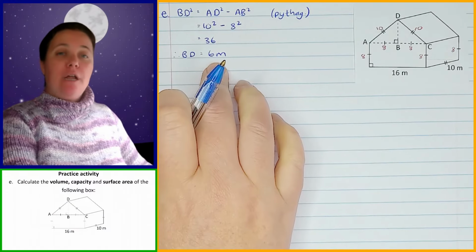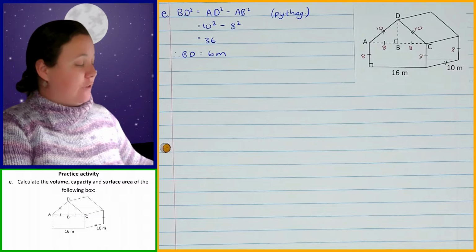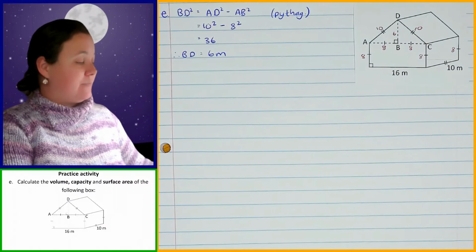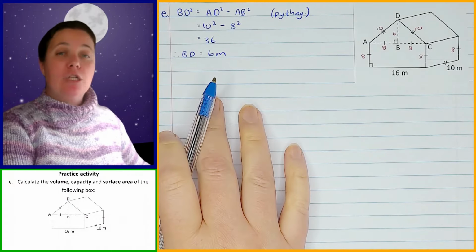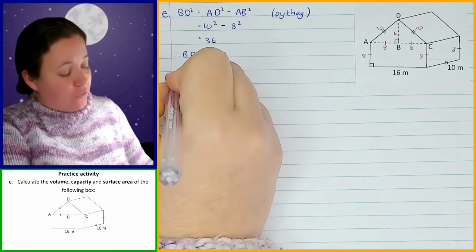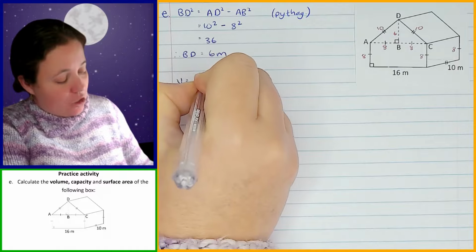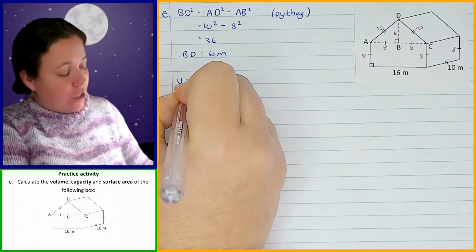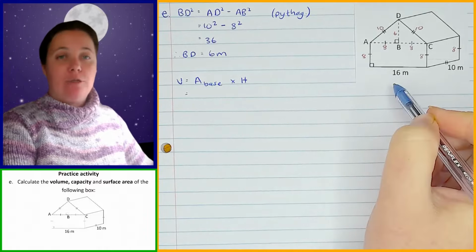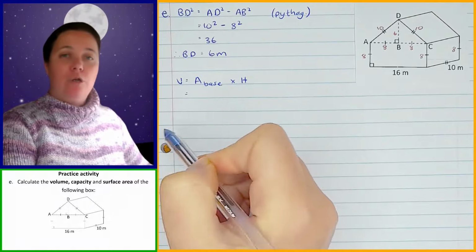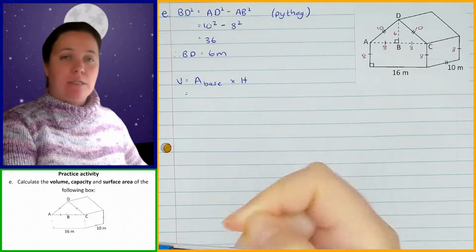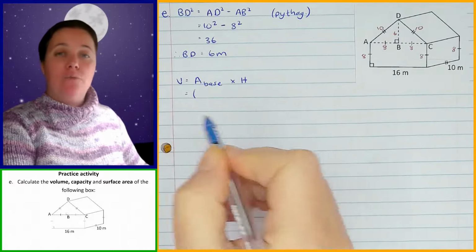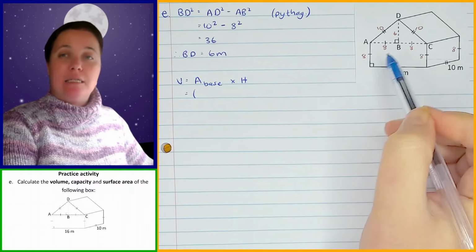Okay, so now that I know the length of BD, I can go and fill that in over here. So my height of this triangle is going to be 6. Okay, now let's go and work out our volume. So the volume is area of the base times the height. So now, once again, this is an irregular shape. So I'm not going to write down the formula to work out the area of the base because it's not regular, but I can go straight into working out the area of the base using the formula that I have for each of the pieces of that base.